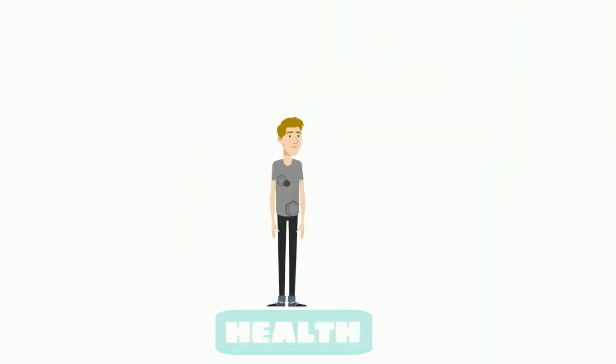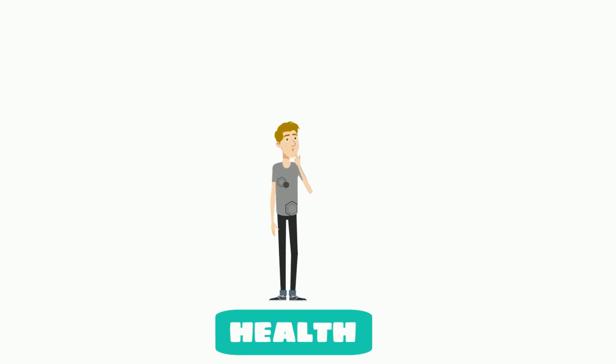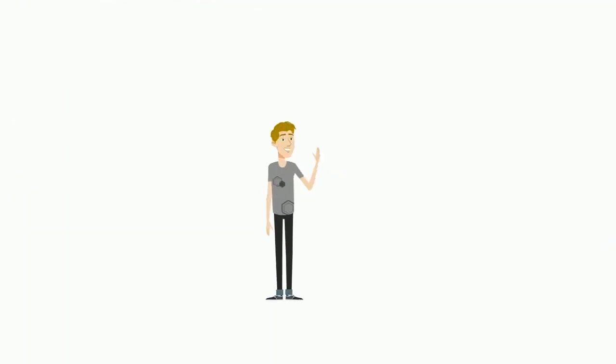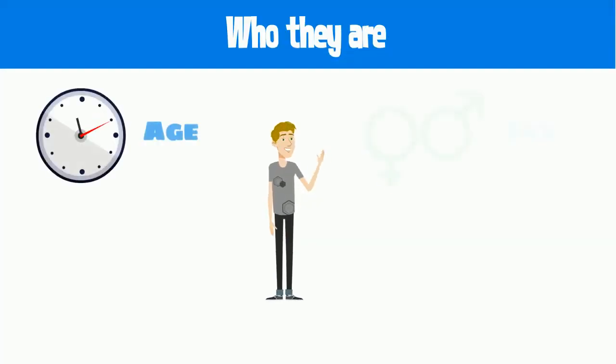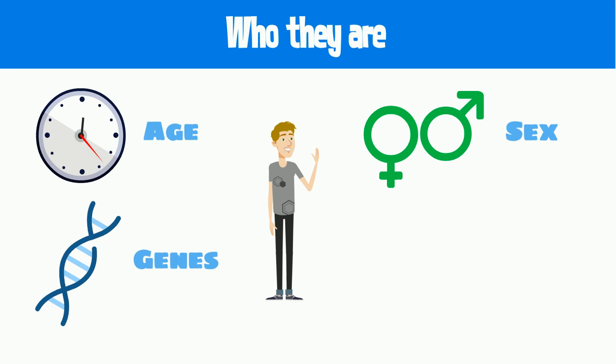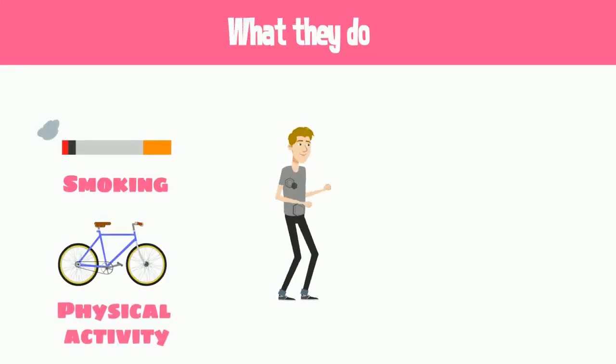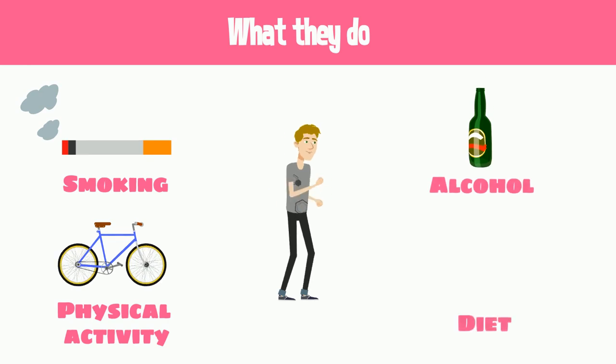So why is health so variable? To answer that question, we must understand the factors that influence health. The factors that influence a person's health are called determinants of health. These include who they are, such as age, sex, and genetic makeup, and what they do, as in health behaviors such as smoking, physical activity, alcohol use, and diet.